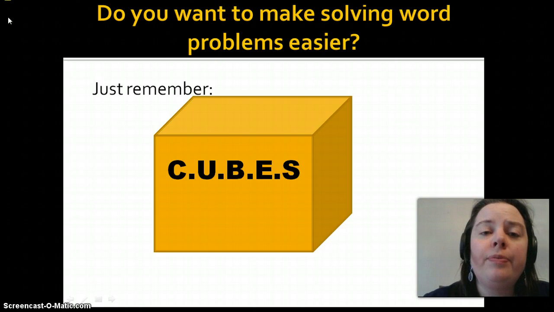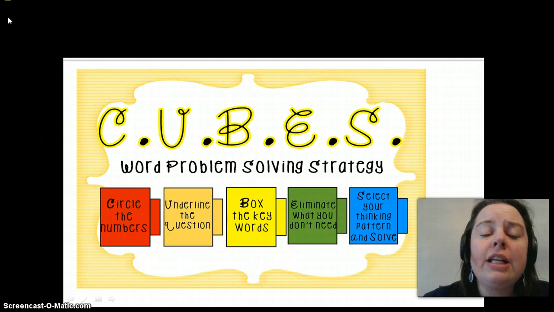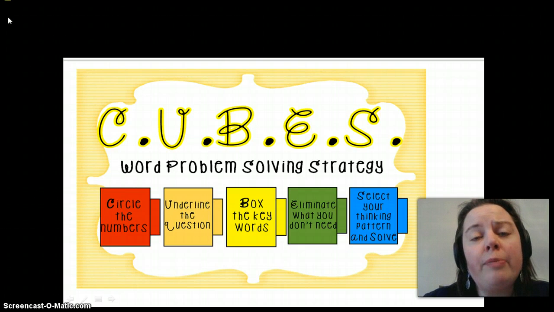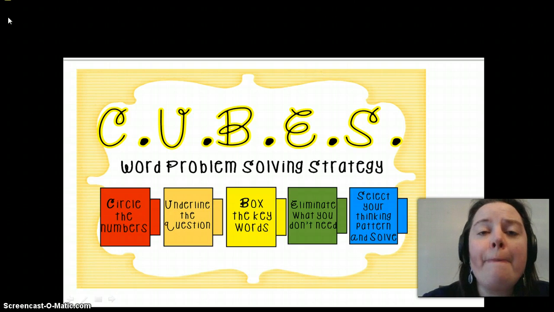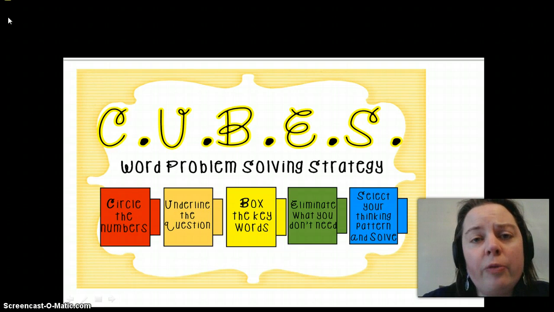C-U-B-E-S. Cubes. C stands for circle. We're going to circle the important numbers in our word problem. U stands for underline. We're going to underline the question. B is box. We're going to box the important math action words. E stands for eliminate. We're going to get rid of any information in that problem that isn't actually helping us solve the question that we've underlined. And S stands for select our thinking pattern and solve.